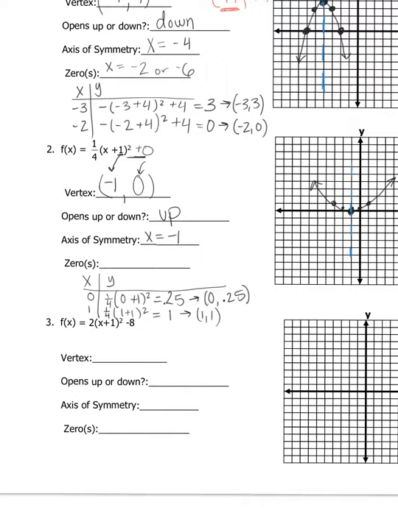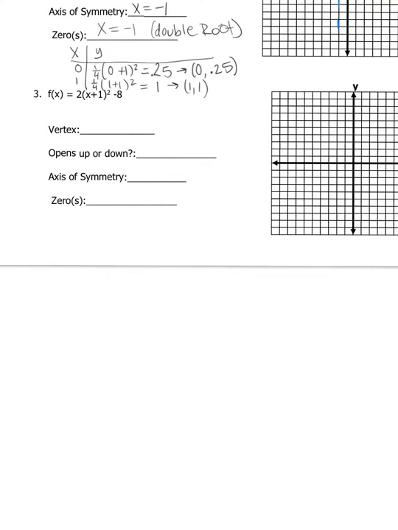So that means that my zeros then, I only have 1 because this parabola only crosses the x-axis in one spot at x equals -1. So this is, of course, a double root, meaning that this guy crosses only one time in one spot and then just goes right back up. Let's take a look at number 3.